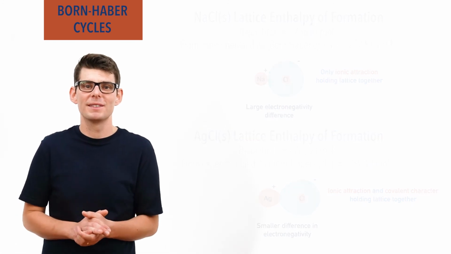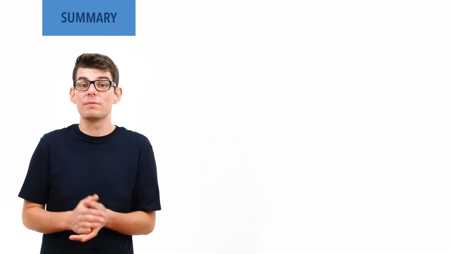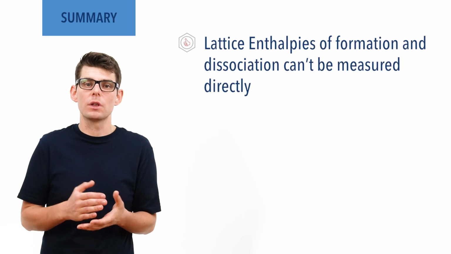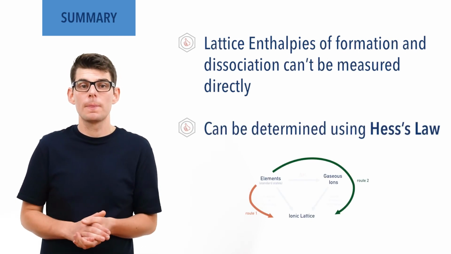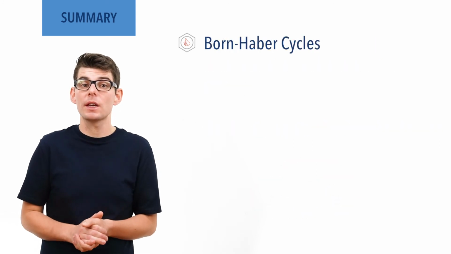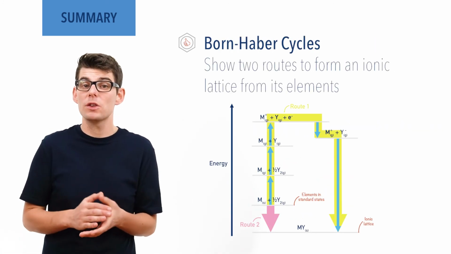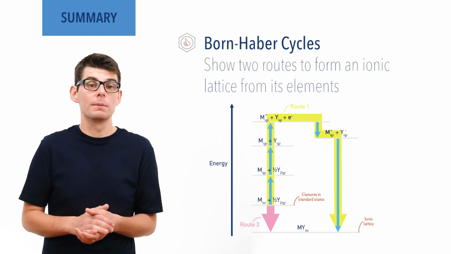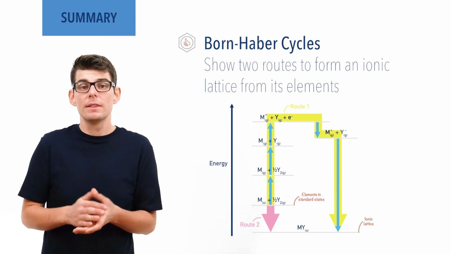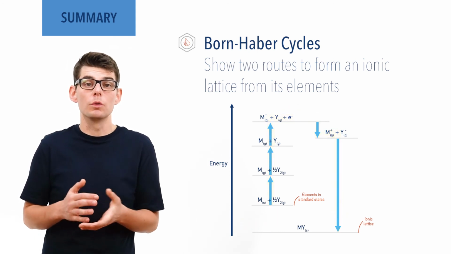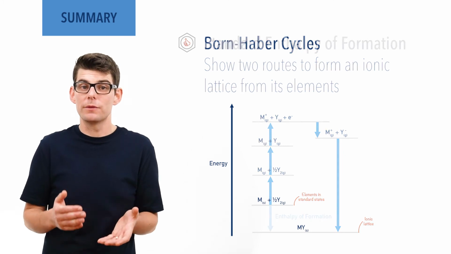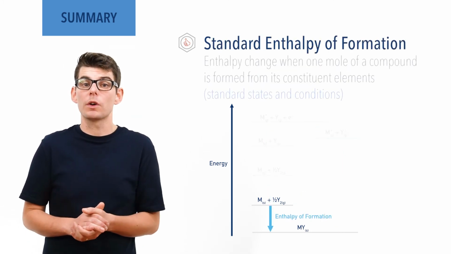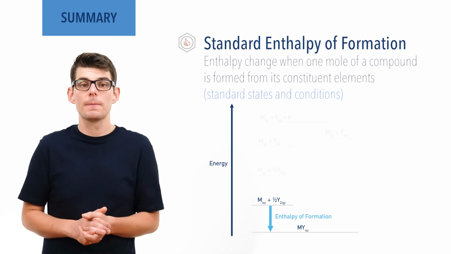So, to summarize, lattice enthalpies of formation and dissociation are impossible to measure directly and can only be determined from experimental data using Hess's law. Born-Haber cycles are a type of Hess cycle that show two possible routes for the formation of an ionic lattice from its constituent elements in their standard states. The enthalpies used in Born-Haber cycles are all standard, measured at standard conditions, and have specific names. Standard enthalpy of formation, the enthalpy change when 1 mole of a compound is formed from its constituent elements.